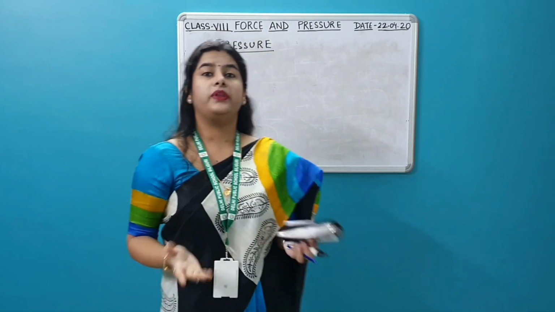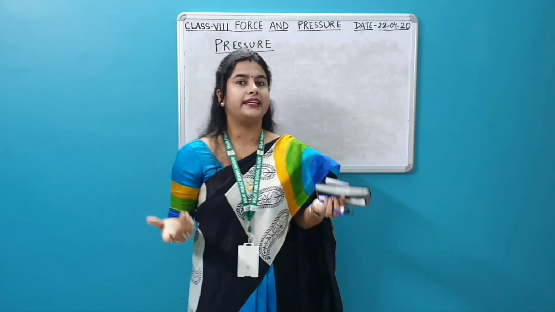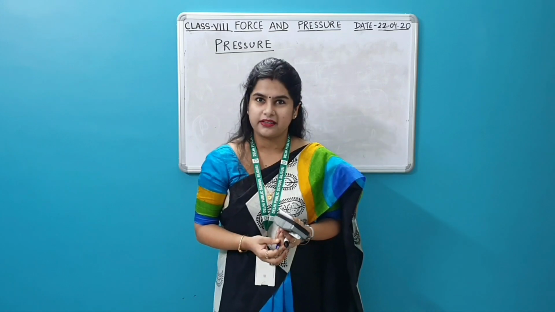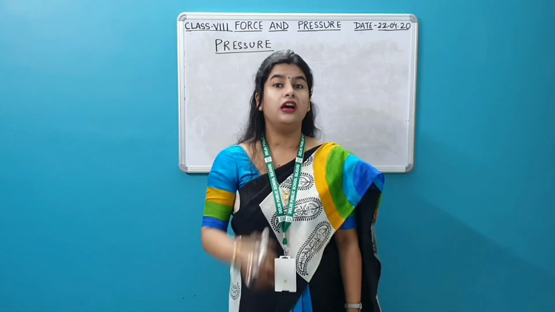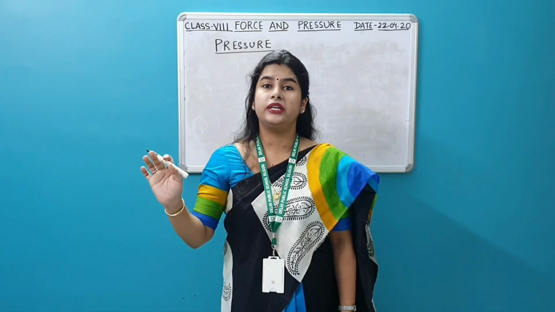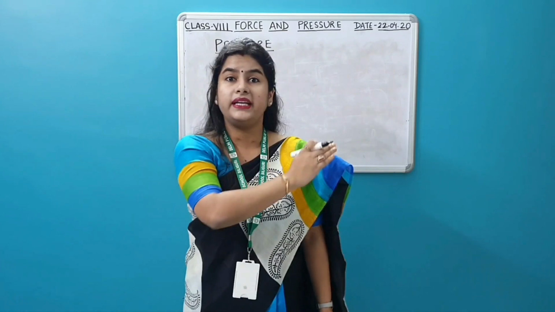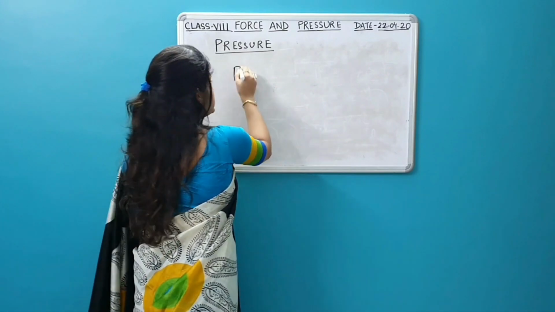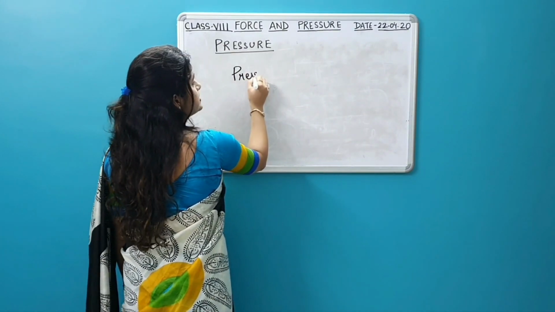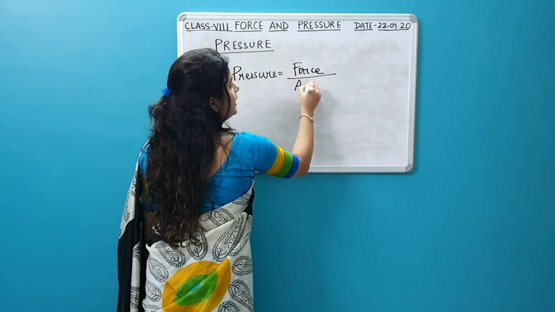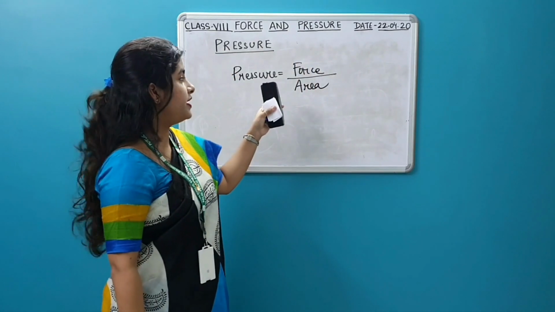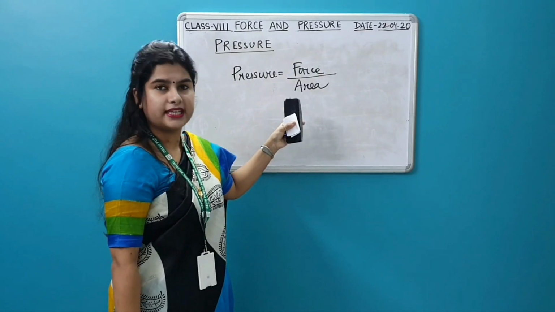Okay? So with the term pressure, what is the first thing that comes to our mind? What is pressure? Isn't it? Pressure is defined as the force exerted per unit area. Is that clear? So what is pressure? Force exerted per unit area. So I am going to write it mathematically. Pressure is equal to force exerted per unit area. This is very important.